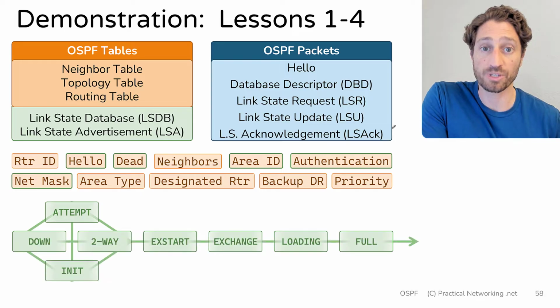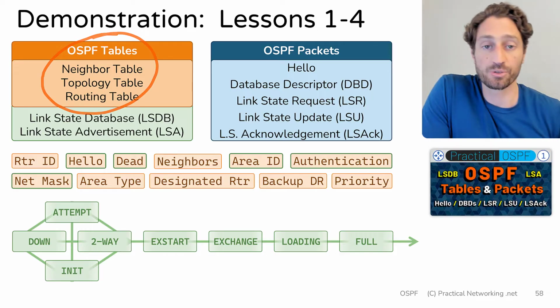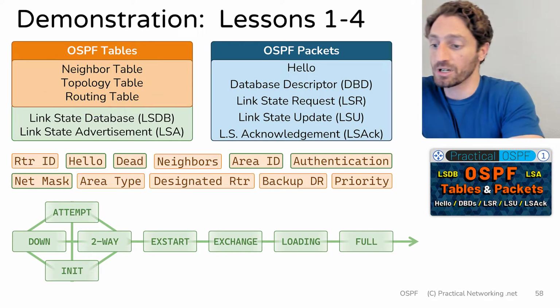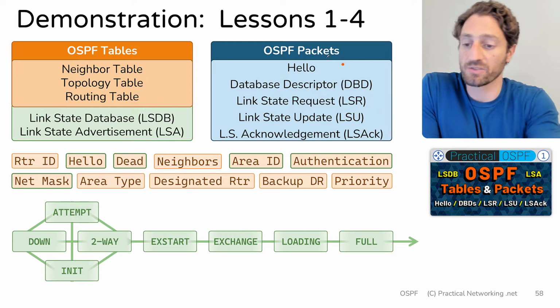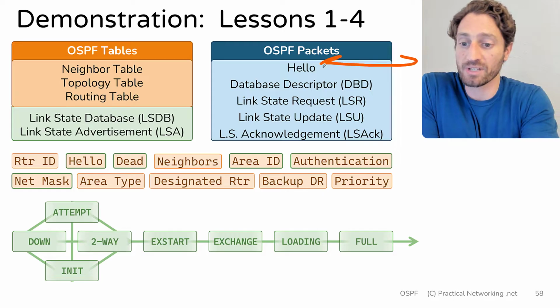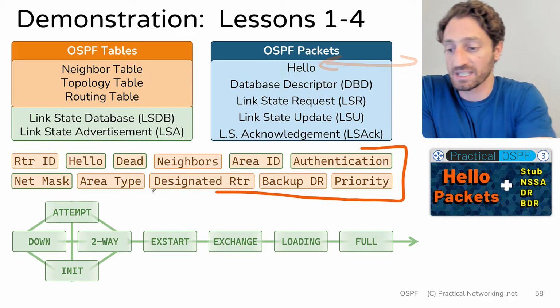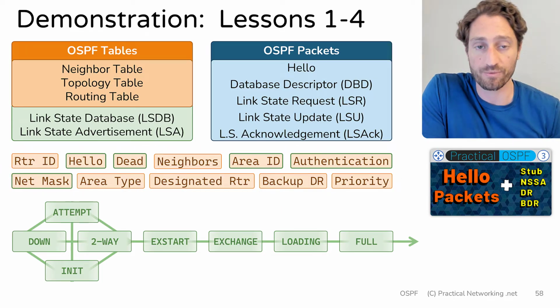In those lessons, we took a practical look at many fundamental OSPF concepts. We took a look at the OSPF tables that are used in OSPF. We took a look at the concept of a link state database and a link state advertisement. We looked at the different packets that are involved in every OSPF conversation. We took a deep dive into hello packets and showed you everything inside a hello packet, to include the fields which must match for two routers to form an adjacency.